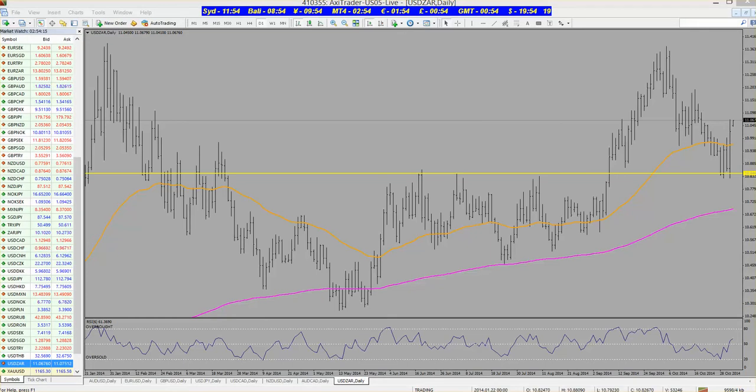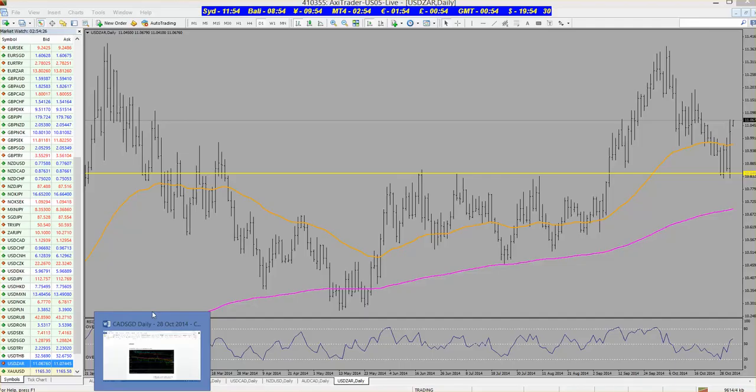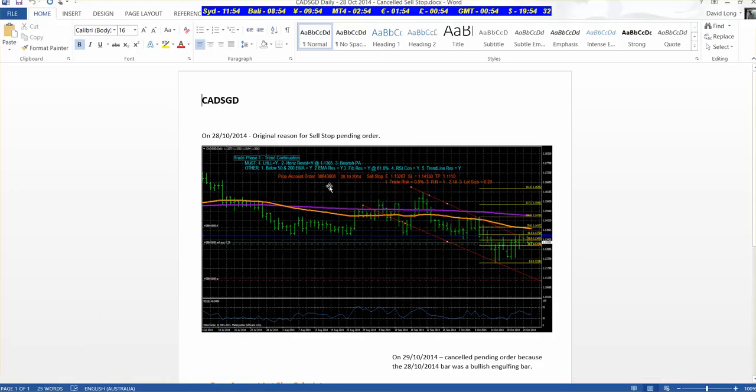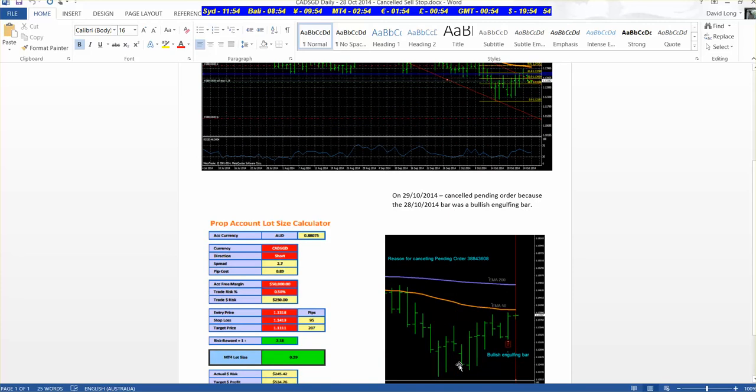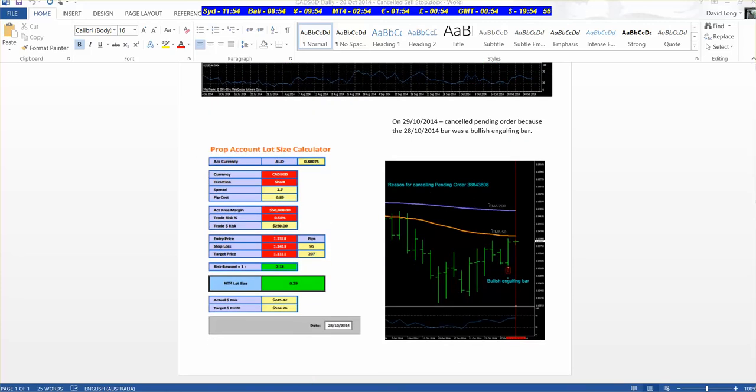Right. Just confirming, I've cancelled this pending order this morning on the CAD Sing. CAD Sing. Phase 1 trend continuation. Let's come back to this resistance line. Let's come back to the 61. Placed that order and cancelled it. This came in Wednesday afternoon. Cancelled pending order because the bar was an engulfing bar. Okay, well, that's the right thing to do.